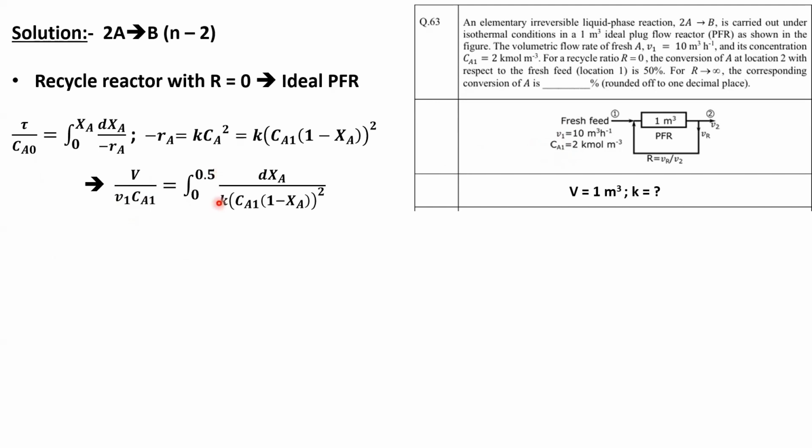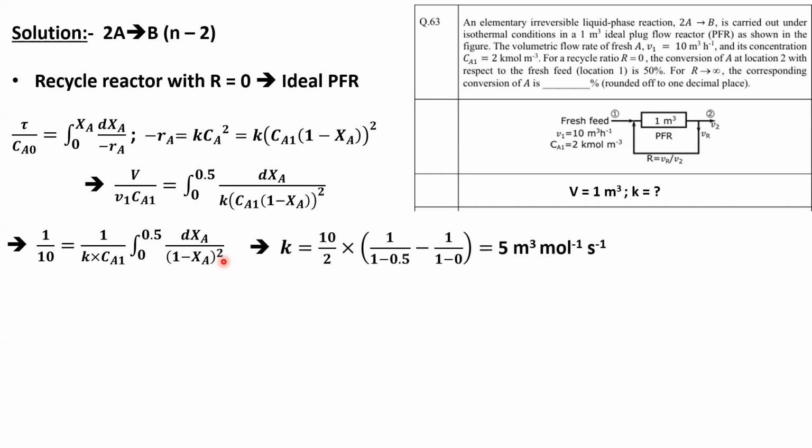So on further substituting the values of the parameters given, we can write this expression as 1 by 10 is equal to 1 by K Ca1 integral 0 to 0.5 dXa by 1 minus Xa whole square. So we can integrate this expression and substitute the values of Ca1 and find the value of K as 5 meter cube per mole second. Let's analyze the second scenario.